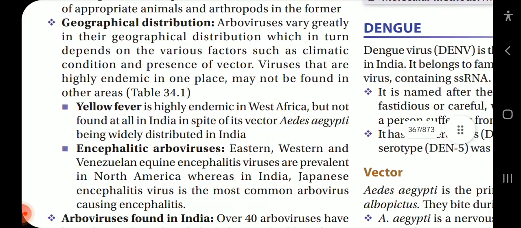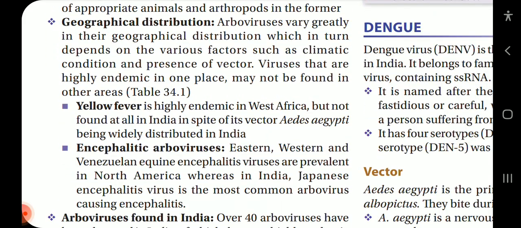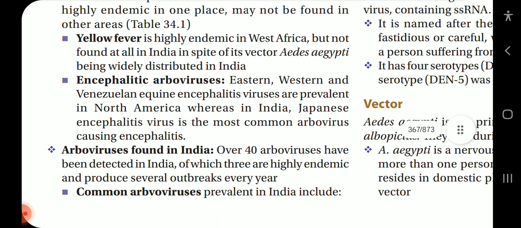Geographical distribution. Arboviruses vary greatly in their geographical distribution, which in turn depends on various factors such as climatic condition and presence of vector. Viruses that are highly endemic in one place may not be found in other areas. Yellow fever is highly endemic to West Africa but not found at all in India in spite of its vector Aedes aegypti being widely distributed in India.